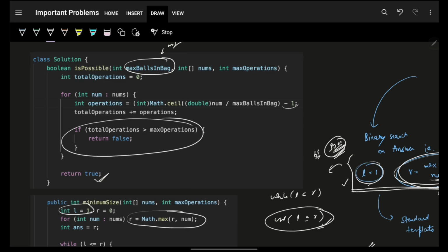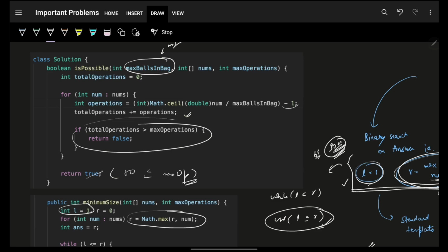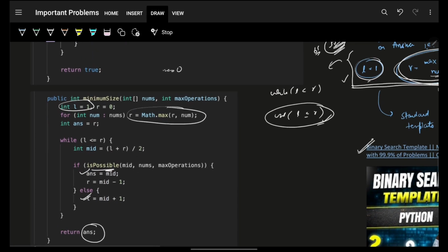Again, this is a kind of pruning method. Although if you had put a condition here also, that if total operations is less than or equal to max operations, then it would also have worked. But this is a kind of pruning so that it will not unnecessarily go to the next bags if it figures out that it's not even possible, and ultimately that's your code.